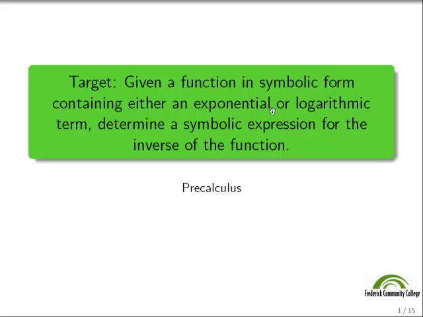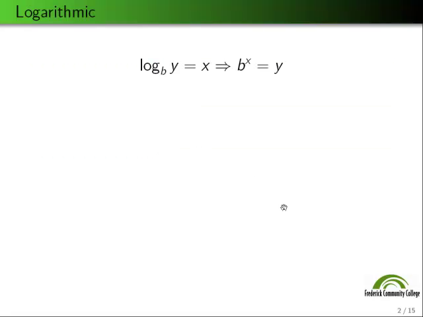Target: given a function in symbolic form containing either an exponential or logarithmic term, determine a symbolic expression for the inverse of the function. So again, when we're dealing with logarithmic equations, I always have this definition out.